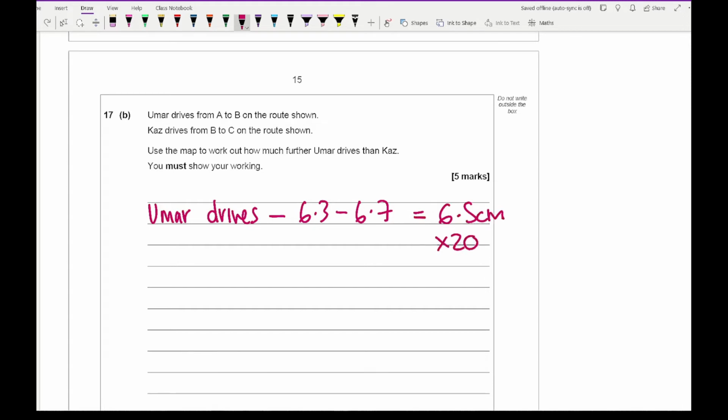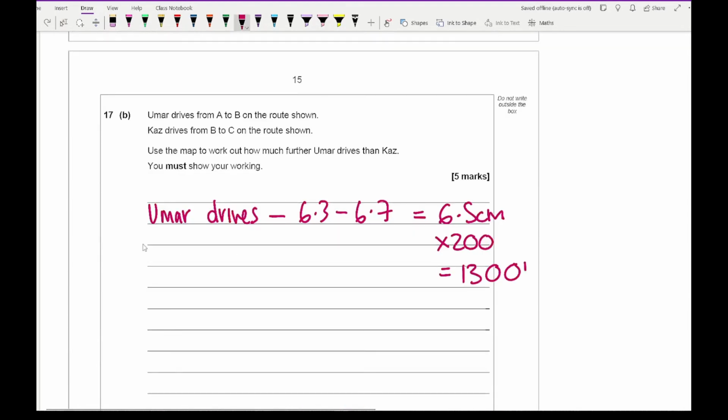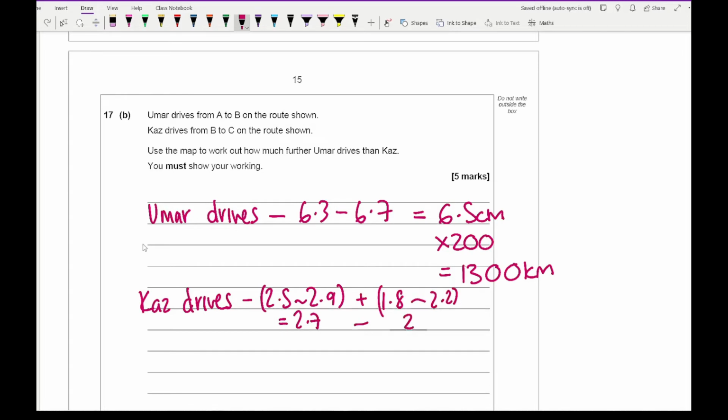Then using the scale, if I multiply that by 200, I get an answer of 1,300, and the units are kilometers. Then I do the same for Kaz, where we've got 2 parts to add up. For the first part, any answer between 2.5 and 2.9 is fine, but the correct answer is 2.7, plus, for the second part, an answer between 1.8 and 2.2, but the official answer is 2 centimeters, giving you an official answer of 4.7. Times that by 200, and that gives me an answer of 940 kilometers.